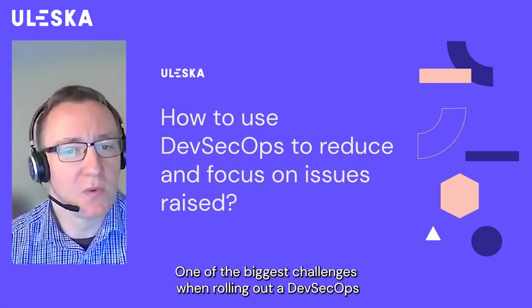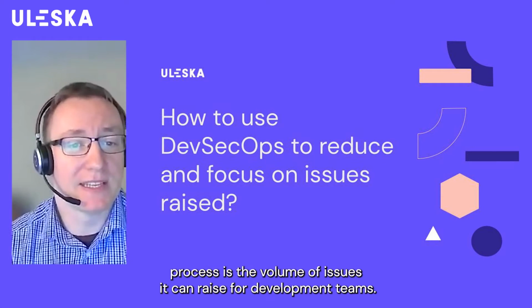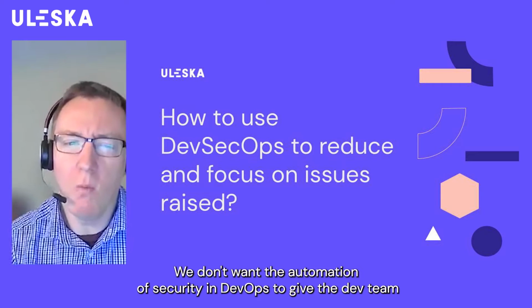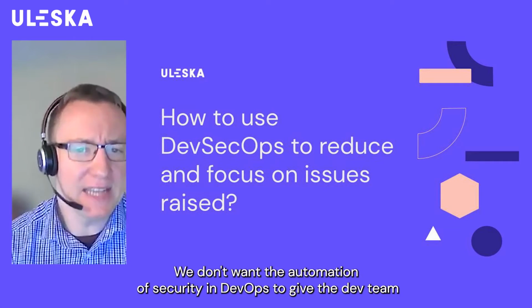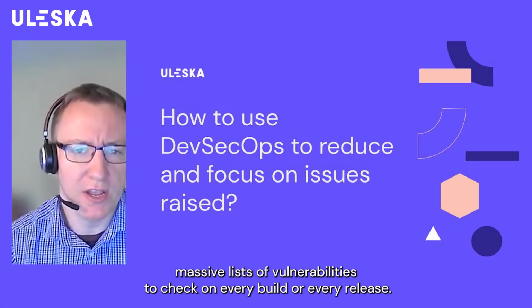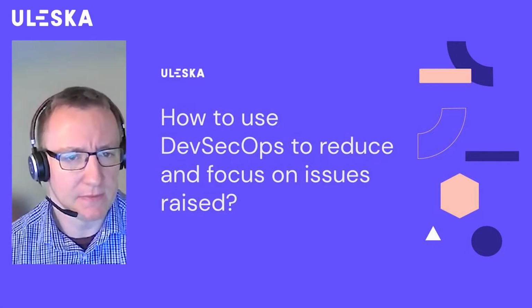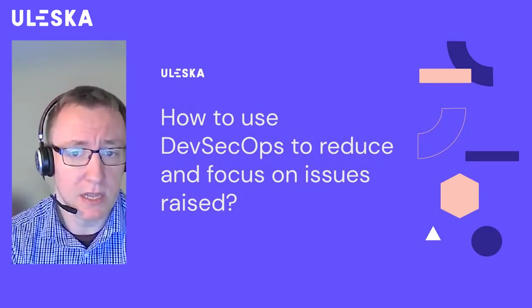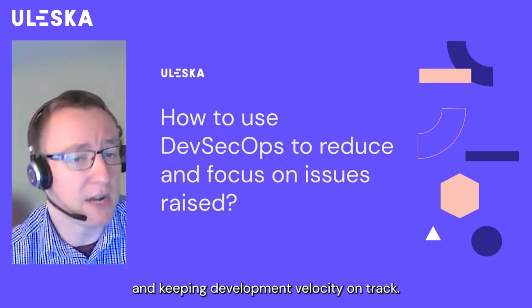One of the biggest challenges when rolling out a DevSecOps process is the volume of issues it can raise for development teams. We don't want the automation of security in DevOps to give the dev team massive lists of vulnerabilities to check on every build or every release. We want a balance between finding real and new issues and keeping development velocity on track.